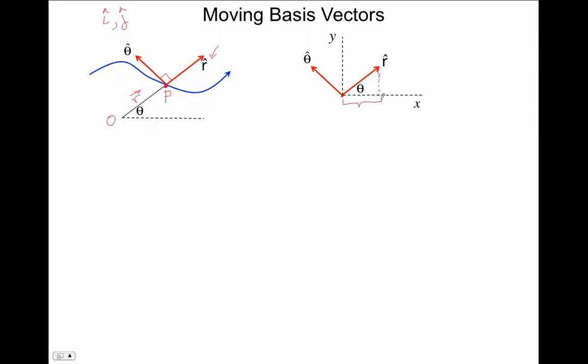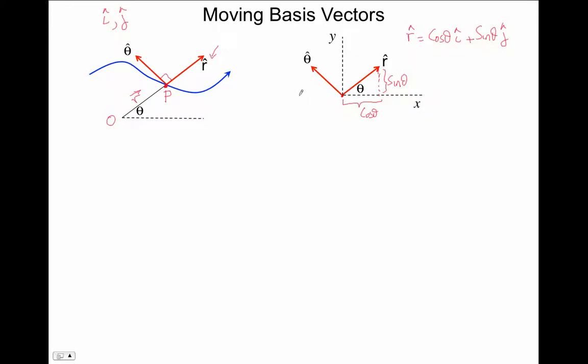Obviously, this length over here is cosine theta, and this length over here is sine theta. So we can write the unit vector r as cosine theta into the unit vector i, which is along the x direction, plus sine theta into the unit vector along the y direction, which is j.